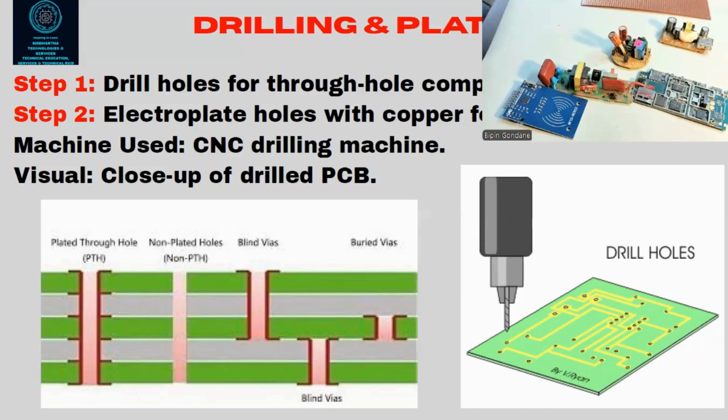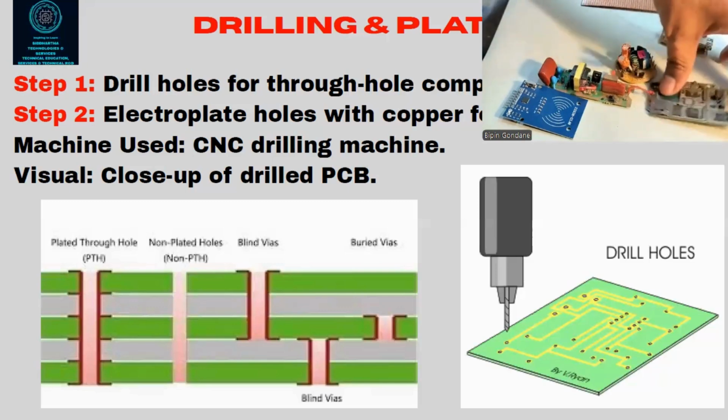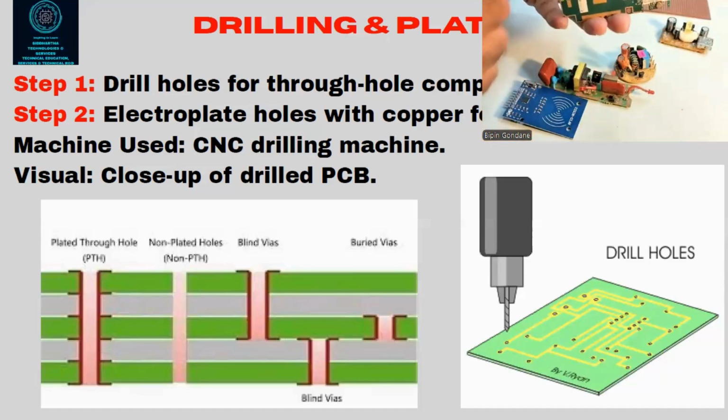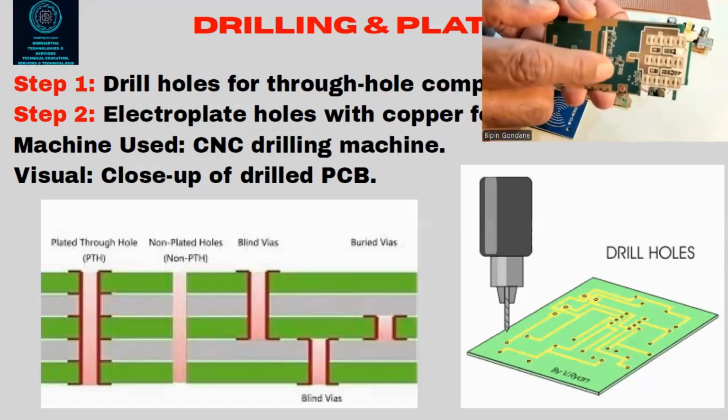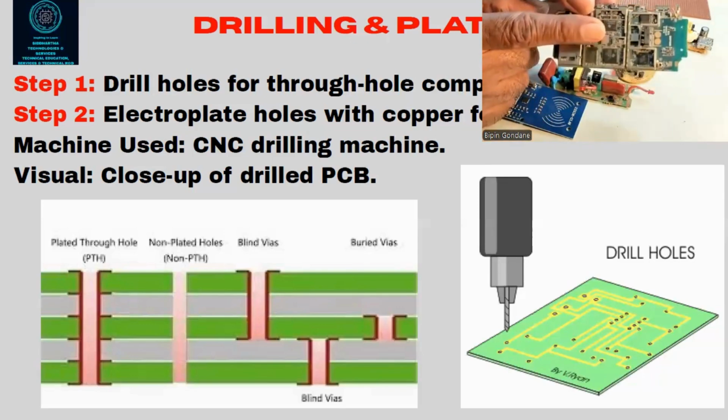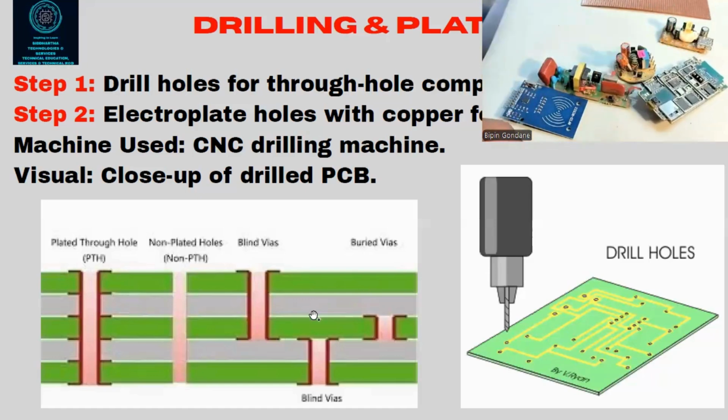Then electroplating the holes with copper for conductivity; use a CNC drilling machine to drill the PCB. Now what happens if it's a through hole component and you want a connection from both sides? You will do the electroplating. You can see on the left-hand side of your screen how the electroplating, PTH and non-PTH, is done. It's a process that makes a connection from one track, one side or one layer to another layer. We call it electroplating. Okay, now we'll go to the next one.